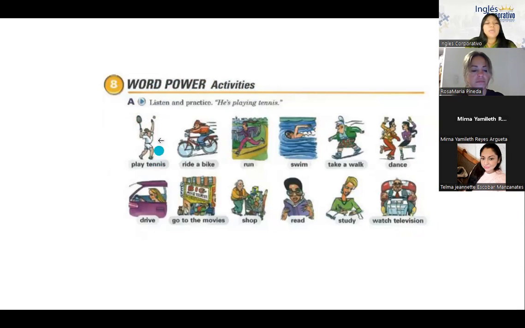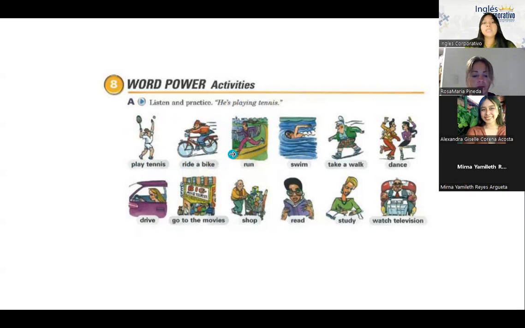So, let's see. Play tennis como actividad es playing tennis. So, he is playing tennis. What about number two? He is riding a bike. Right. Entonces, aquí mire la regla que se le quita la E y se le pone la ING. Y decimos riding. What about number three? She is running. Otra que cumple la regla. Le vamos a poner una doble N y vamos a agregarle el ING. Running. Ok.